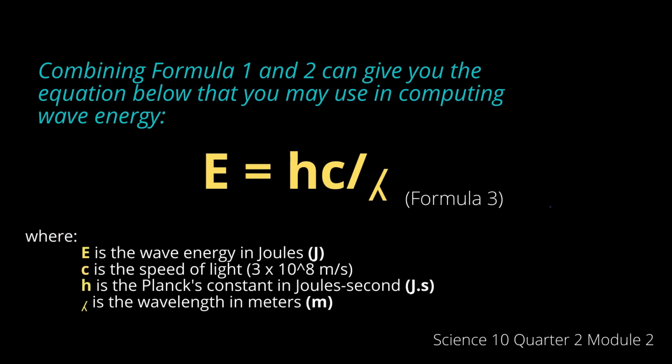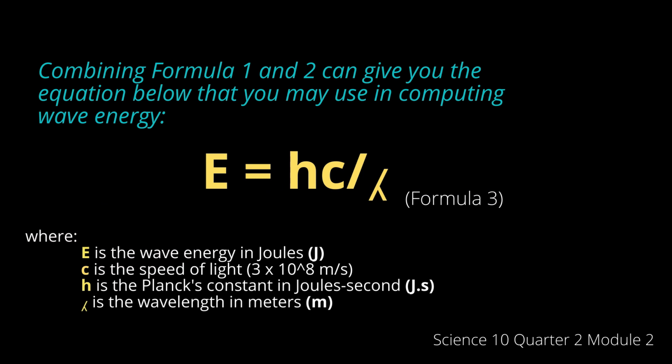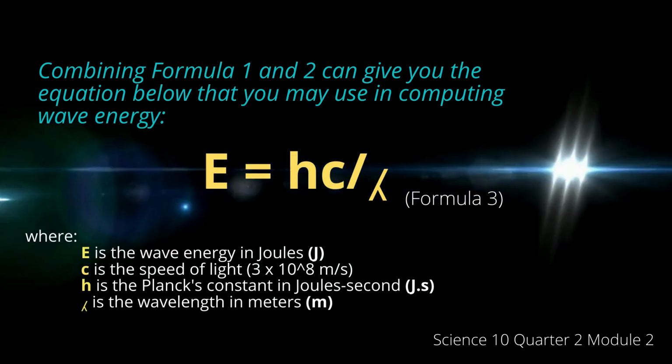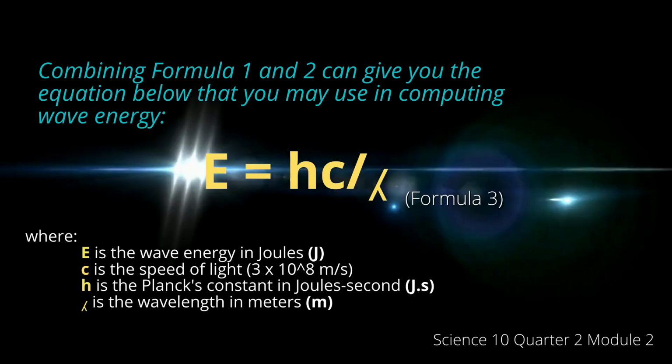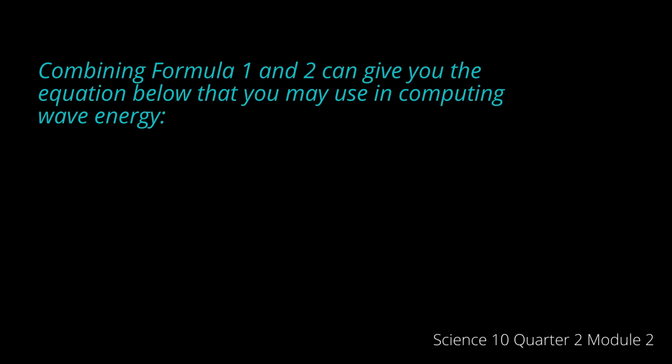Combining formula 1 and 2 can give you the equation below that you may use in computing wave energy. Formula number 3 is E is equal to h times c divided by lambda, where E is the wave energy in joules, c is the speed of light, that is 3 × 10⁸ meters per second, h is the Planck's constant in joules second, and lambda is the wavelength in meters.